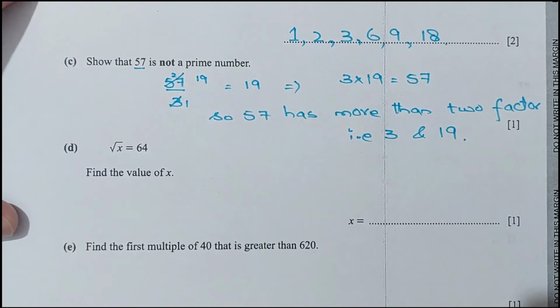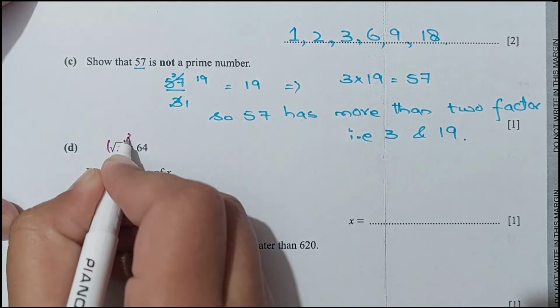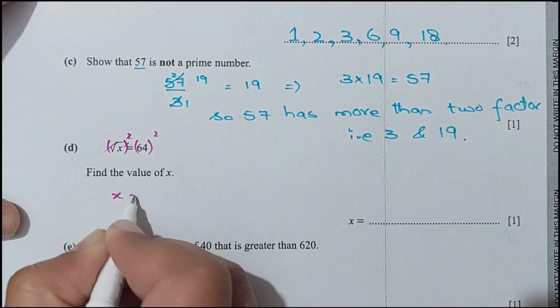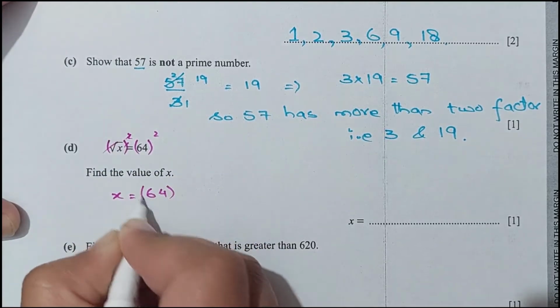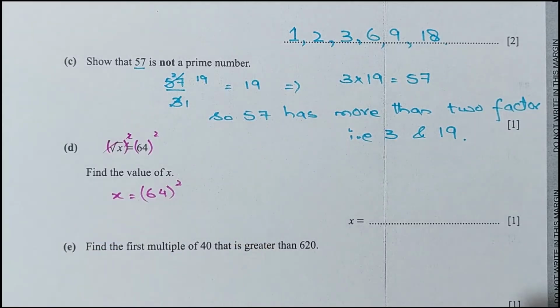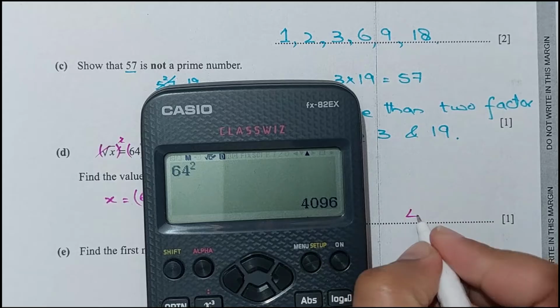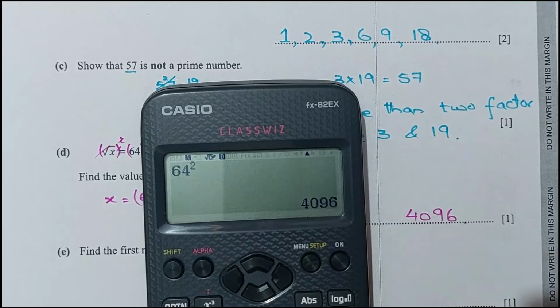Now for part D, the square root of x is 64. Find the value of x. Okay, so taking squares on both sides, the square and square root cancel out. x would be equal to 64 squared. So let me take the square of 64, which is 4096.